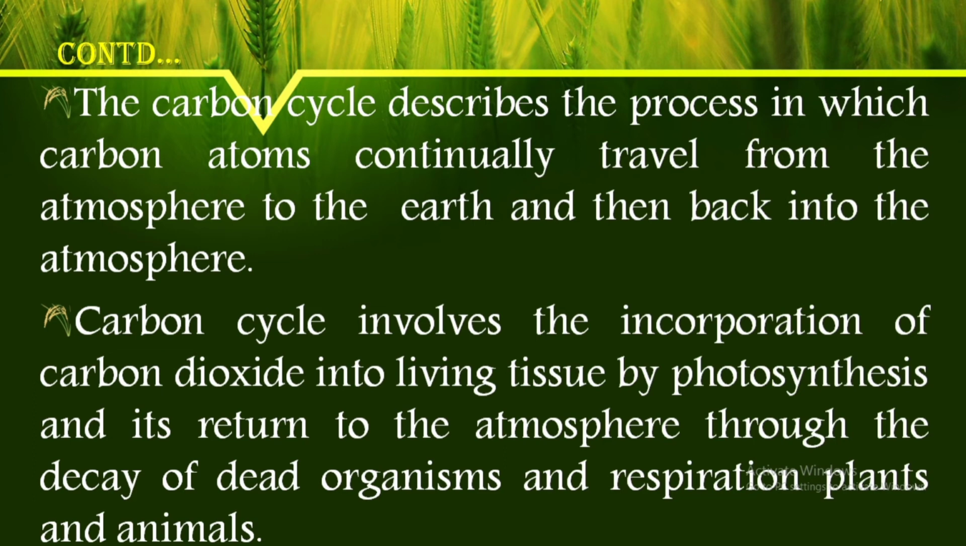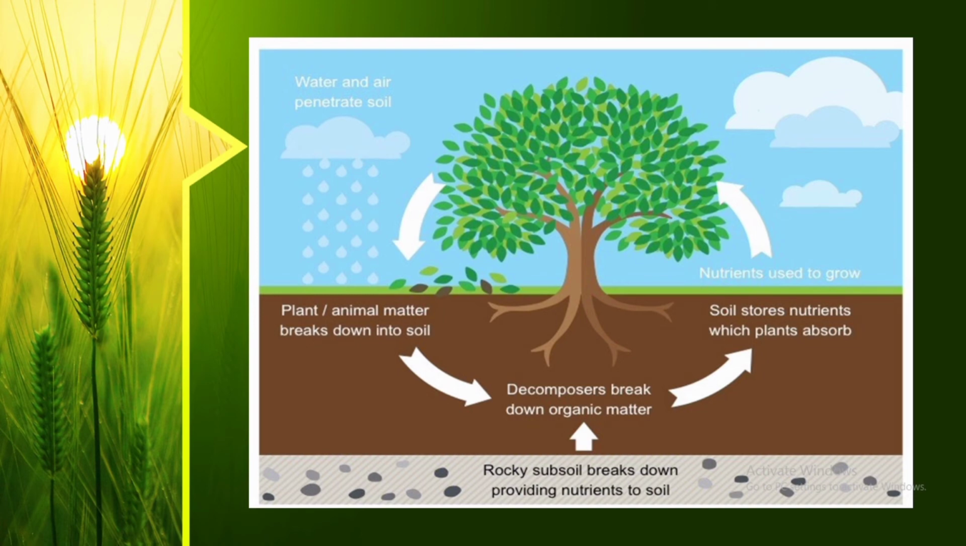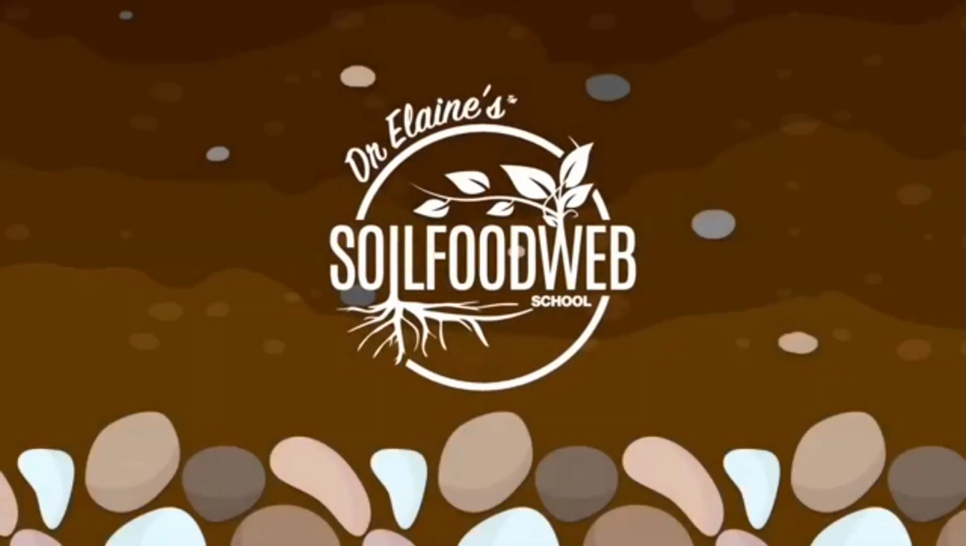In agriculture, this involves the incorporation of carbon dioxide into living tissue by photosynthesis and its return to the atmosphere through the decay of dead organisms and respiration of plants and animals. Through the carbon cycle, carbon moves from the atmosphere to plants, carbon moves from plants to animals, carbon moves from plants and animals to soils, carbon moves from living things to the atmosphere, carbon moves from fossil fuels to the atmosphere when fuels are burned, and carbon moves from the atmosphere to the oceans.